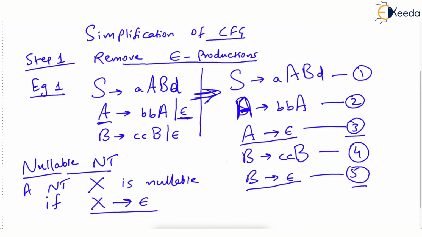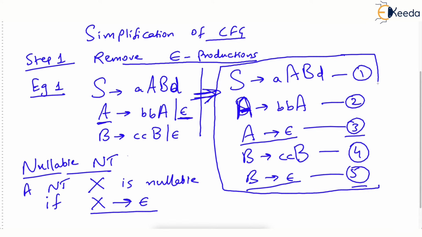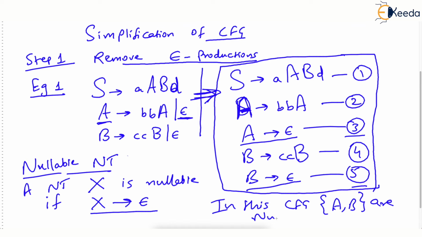So given this grammar, the first job at hand is to find out which non-terminals in this grammar are nullable. Two non-terminals are nullable here, A and B, because A derives epsilon and B derives epsilon. So in the given CFG, A comma B, these two non-terminals are nullable.